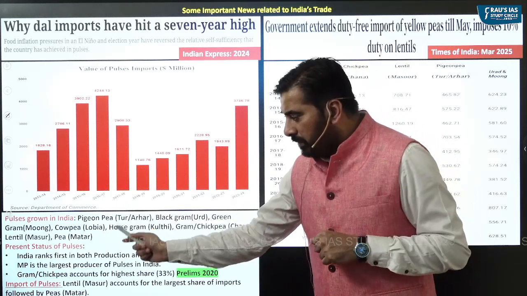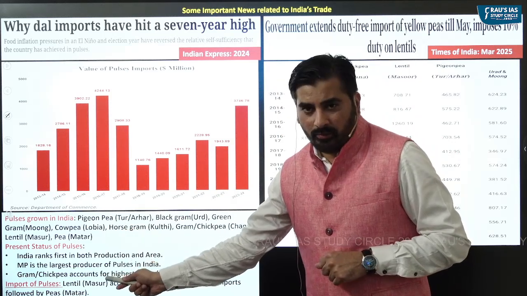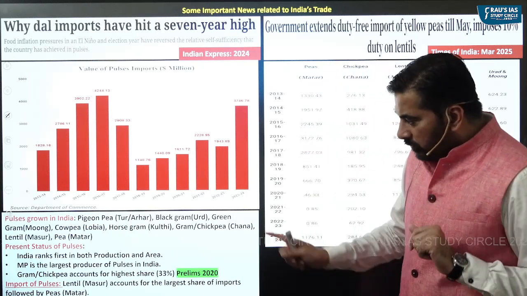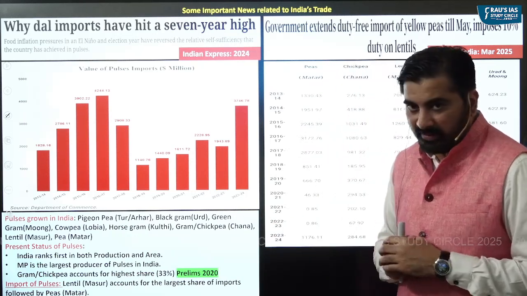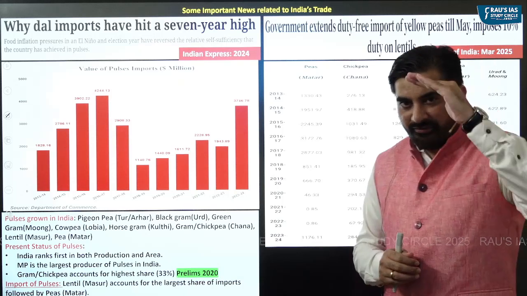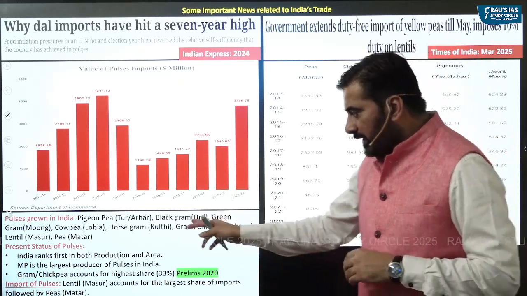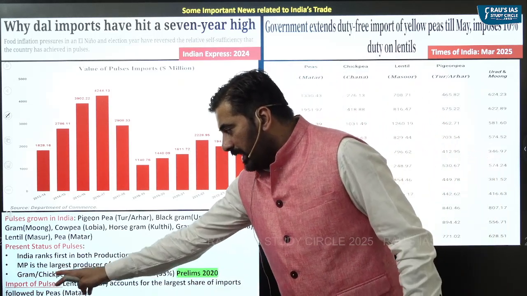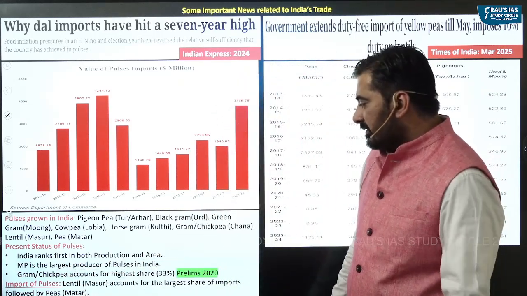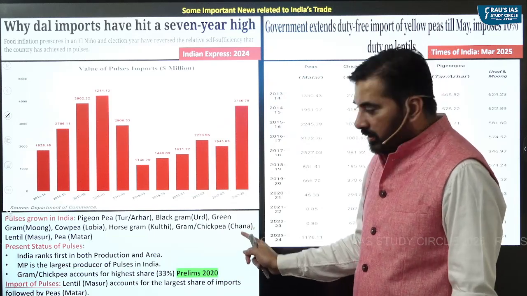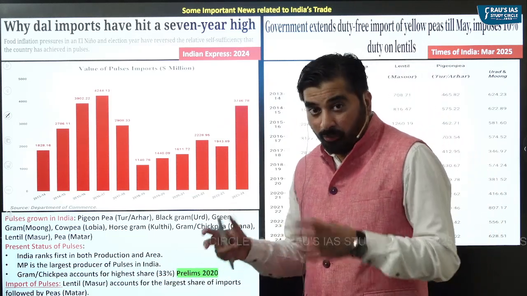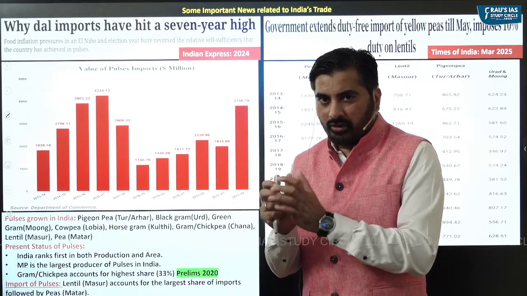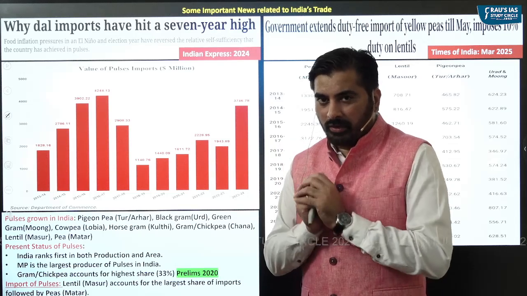There are some prelims pointers which I have highlighted about pulses. You can just go through that. But I would want you to focus on the last part, import of pulses. There are different pulses that we grow in India. Among the different pulses that we grow, as you can see, gram or chickpea, which is basically chana dal, accounts for the highest share of production in India. So in terms of production, it is gram or chickpea which account for 33% of the total production.